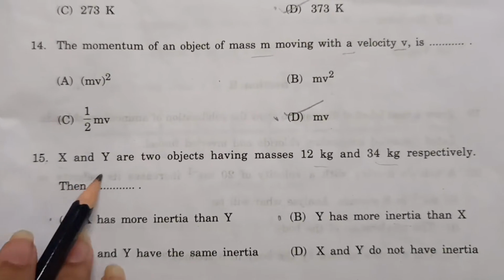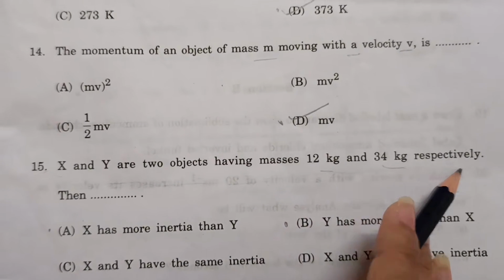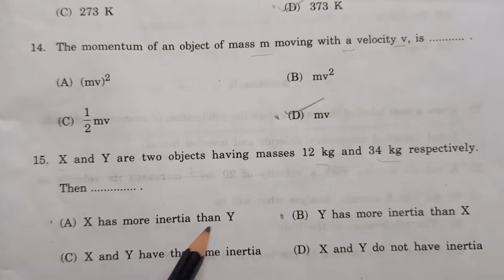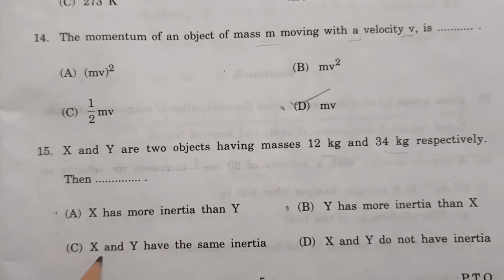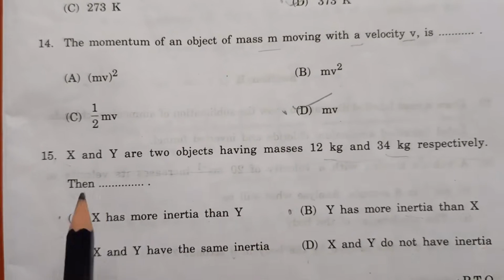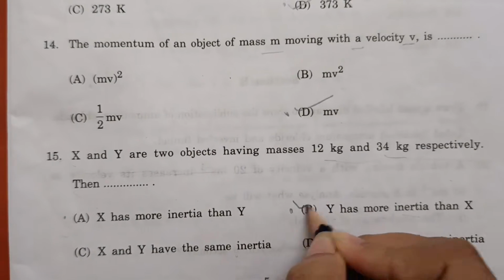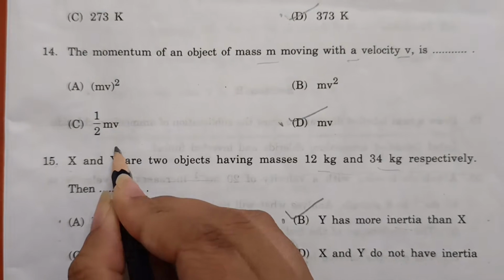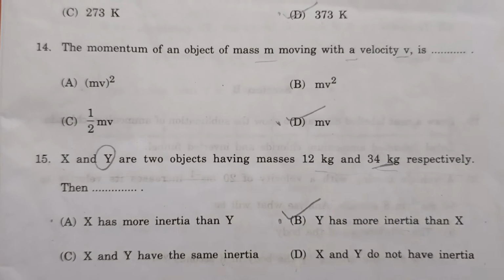Question number 15. X and Y are two objects having masses 12 kg and 34 kg respectively. Then dash. A. X has more inertia than Y. B. Y has more inertia than X. C. X and Y have the same inertia. D. X and Y do not have inertia. So here the correct option is B. Y has more inertia than X, as the object having more mass will have more inertia.